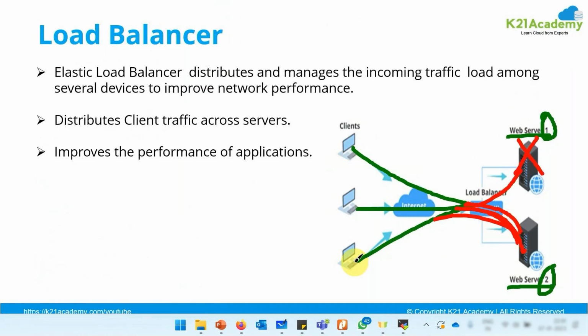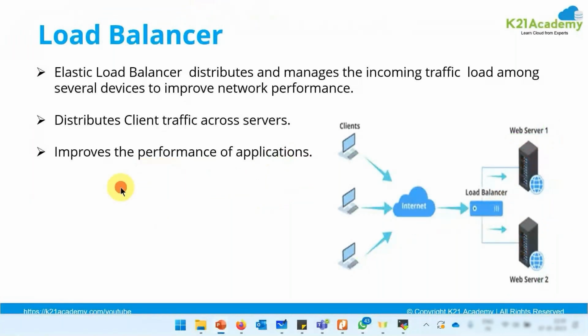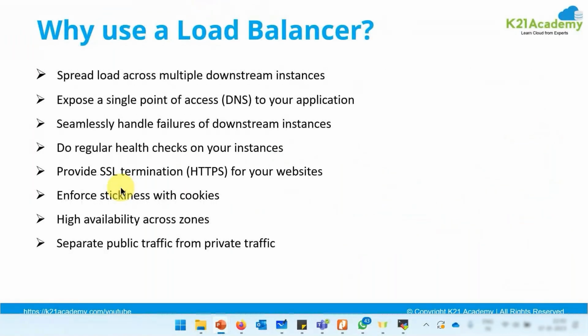At the time when both of them are running, my performance is high. If one goes down, then I am functional via the other. So my availability has been improved, right? That is the main purpose of the load balancer. Amazon also gives you load balancers of different types: application load balancer, network load balancer, gateway load balancer. Different types of load balancers are there for different purposes.